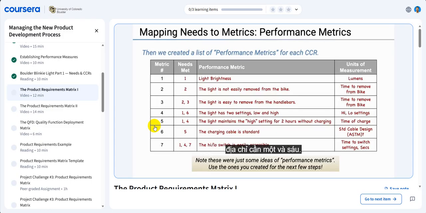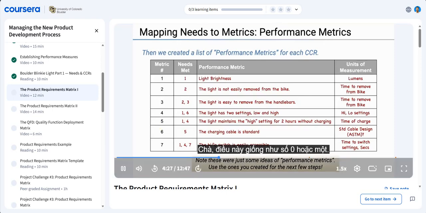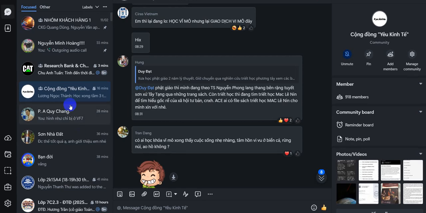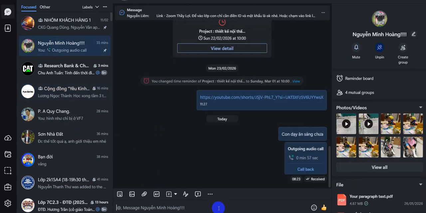Metric number 4 addresses needs 1 and 6. The light has 2 settings, low and high. So what's the unit of measurement? Well, this is sort of like a 0 or 1. Let's just say the bike has low and high settings. So either it does, which we would say is yes, or it doesn't, which we would say would be no.